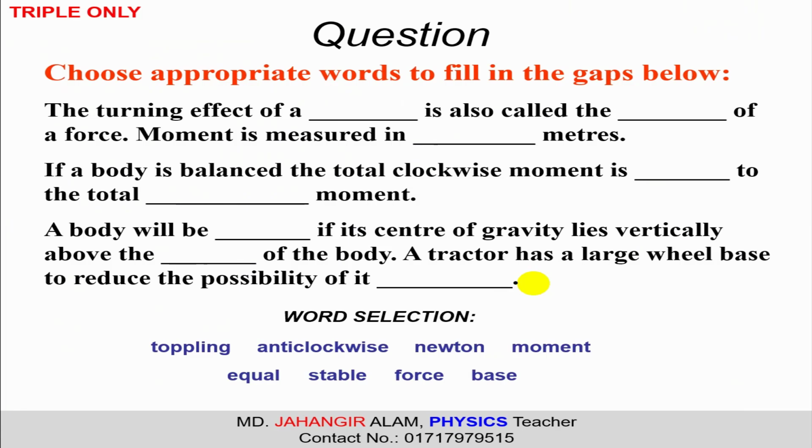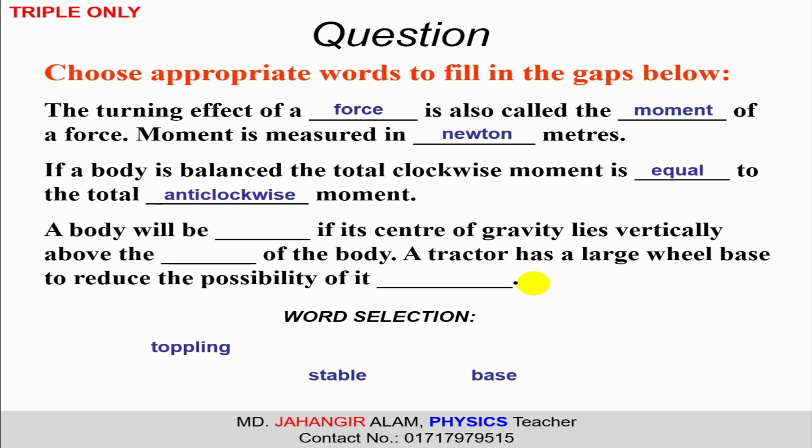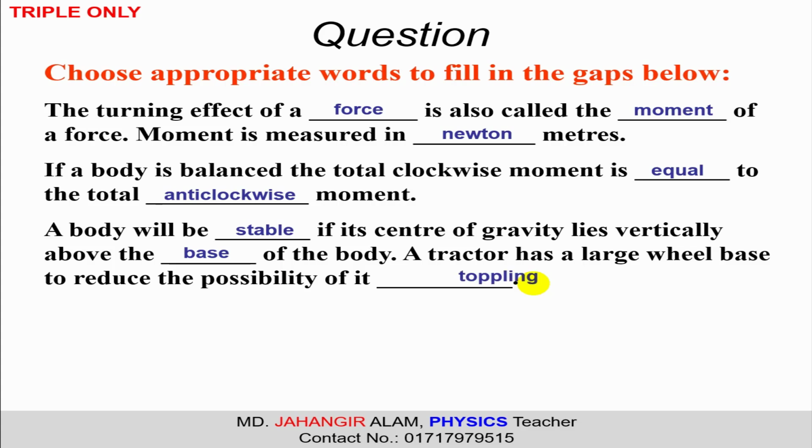Okay, now let's try fill in the blanks. Choose appropriate words to fill in the gaps below. The turning effect of a force is called the moment of a force. Moment is measured in Newton meter. If a body is balanced, the total clockwise moment is equal to the total anti-clockwise moment. The body will be stable if its center of gravity lies vertically above the base of the body. A tractor has a large wheelbase to reduce the possibility of its toppling.